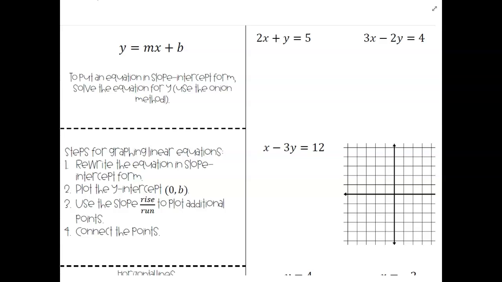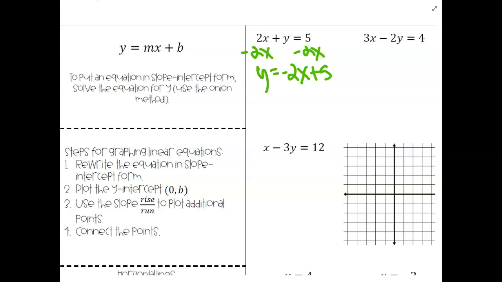As a reminder, to put an equation in slope-intercept form, you solve the equation for y. Use the onion method if you find that helpful. Like this first one here, to solve for y, I would just need to get rid of the 2x. So I would subtract 2x from both sides, and we would get y equals negative 2x plus 5. And remember, you could also write 5 minus 2x. Mathematically, that's the same thing.